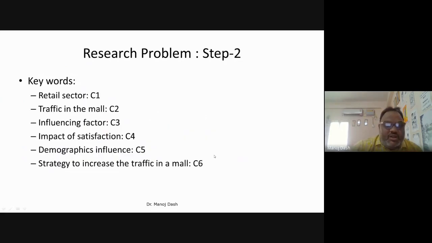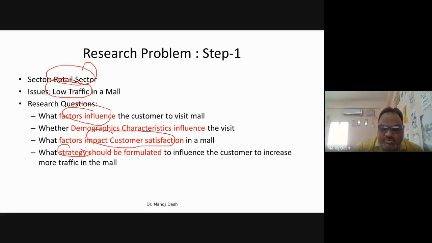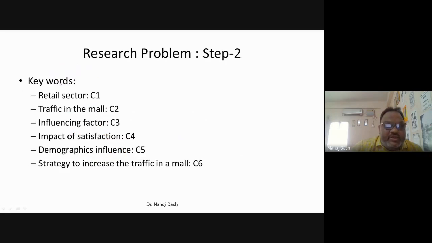Now, first of all, you find the keywords. What are the keywords here? First keyword is your retail sector. Am I right or not? Second keyword is your traffic. Third keyword is factor influence. Fourth keyword is satisfaction. Then strategy. So I find the keywords from my research issues and problem. These are the 6 keywords that emerged: retail sector, traffic, influencing factor, impact satisfaction, demographic influence, and strategy.